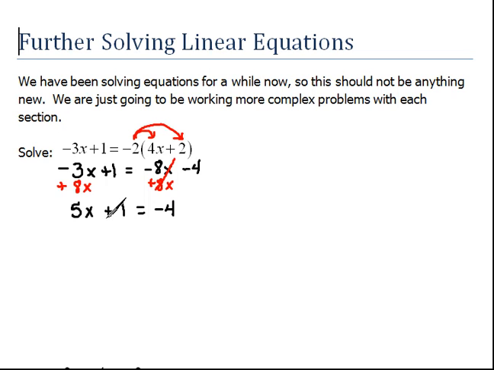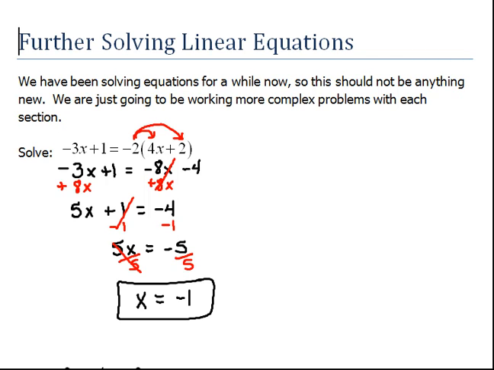Now we need to get rid of our plus 1 next, so we're going to subtract 1, doing the opposite. Subtract 1 from both sides, which will cancel out our positive 1, and now we have left 5x equals negative 4 and negative 1 make negative 5. Now we're still not completely done because we still have 5 times x and we want x by itself. So let's divide both sides by 5, and now we have x equals negative 5 divided by 5 is negative 1.